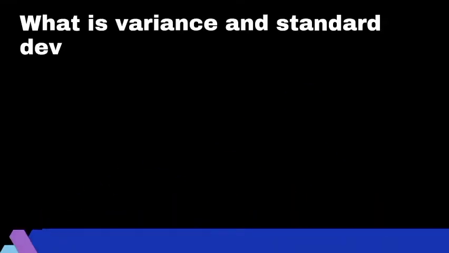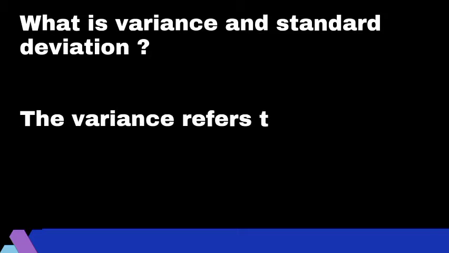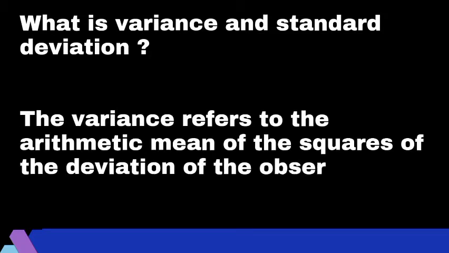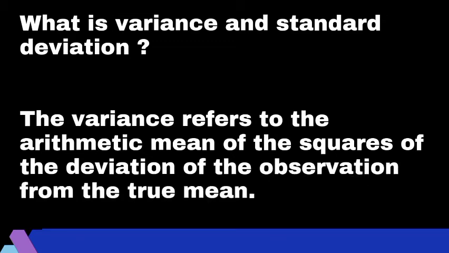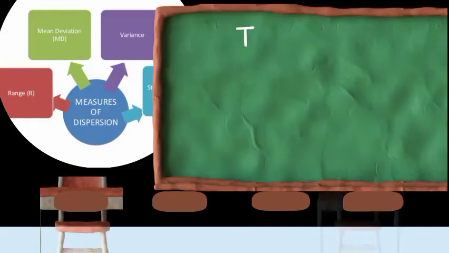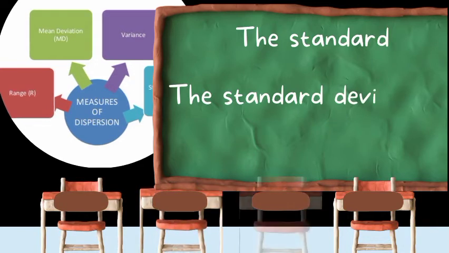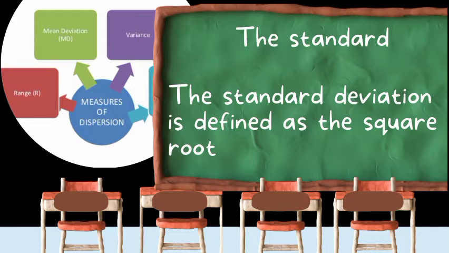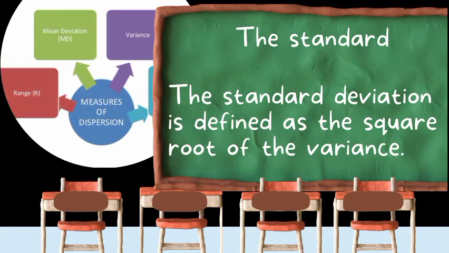What is variance and standard deviation? The variance refers to the arithmetic mean of the squares of the deviation of the observations from the true mean. The standard deviation is defined as the square root of the variance.